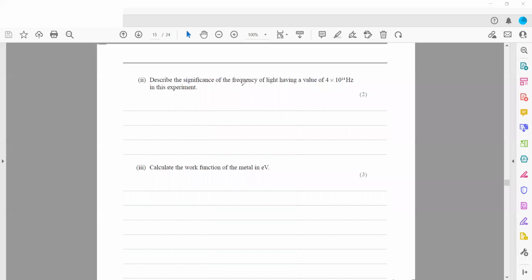Describe the significance of a frequency of light having a value of 4 times 10 to the power 14 hertz in this experiment. As you can see, below 4 times 10 to the power 14 hertz, there was no photoelectric effect. So that is the lowest or minimum frequency, which we call the threshold frequency. If the frequency of light is below this level, it will have low energy, so the kinetic energy of the photoelectron will be 0, meaning no photoelectric effect.